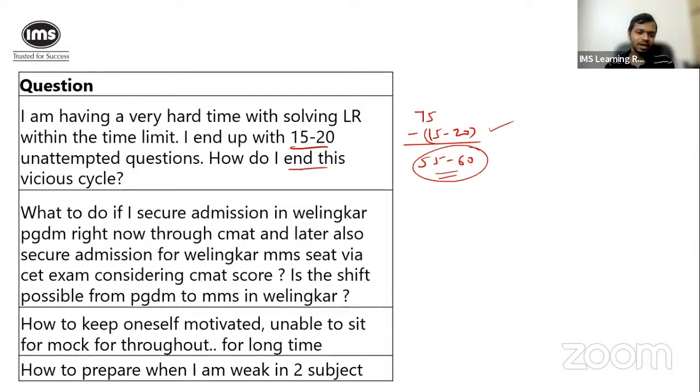How to prepare when I'm weak in 2 subjects? First of all, it's not a good strategy because 2 subjects will give you a coverage of either 75 questions or 100 questions or 125 questions maximum. Even if you attempt 125 questions max, possibly you're looking at a score of 100. So that is why being weak in 2 subjects is not a good idea. You can be weak in one area, moderate in one, and very good in 2, which is still okay.